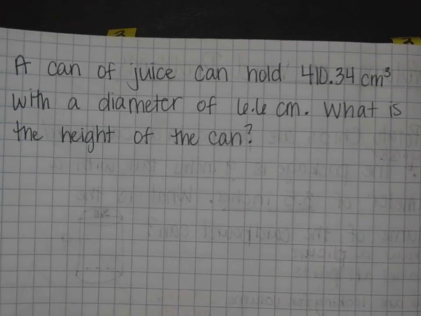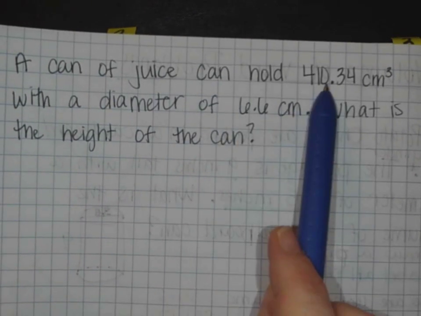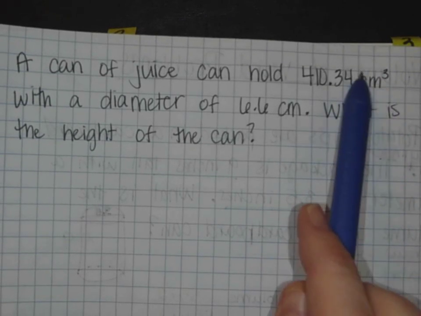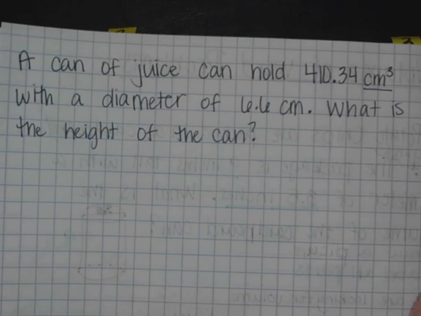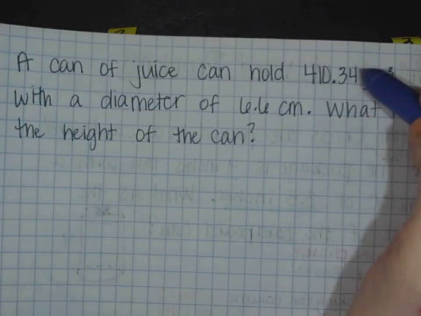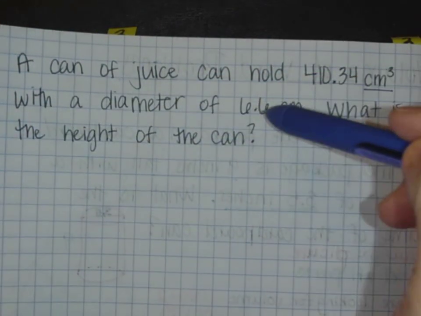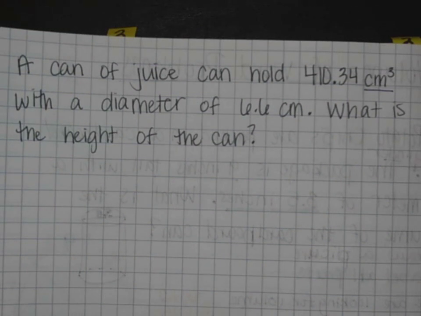So a can of juice can hold 410.34 centimeters cubed. So remember that centimeters cubed is just saying that was the volume. Okay, can hold 410.34 centimeters cubed with a diameter of 6.6 centimeters. What is the height of the can? Notice this one's not asking for the volume, it's actually asking for the height. So we're not going to do it the same exact way.